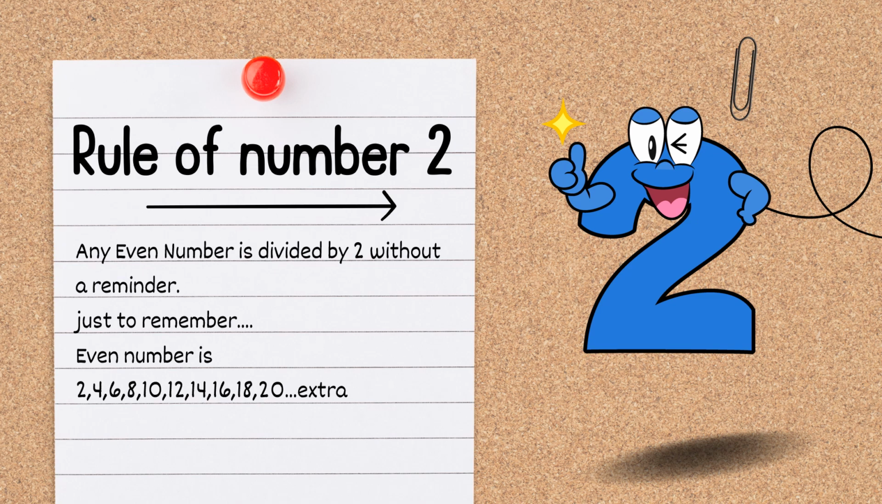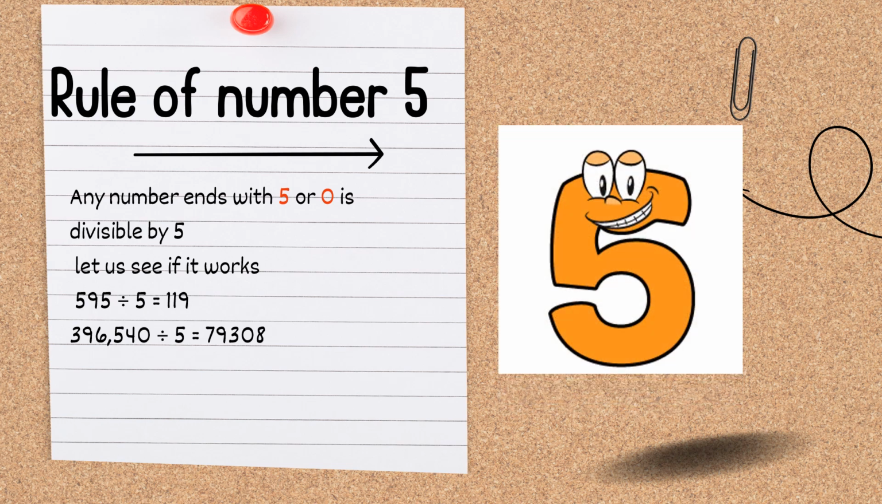And we go to the rule of number 5. Any number that ends with 5 or 0 is divisible by 5. Let us see if it works. 595 divided by 5 equals what? Yes, excellent. It equals 119. That's correct. So the rule works with any number that ends with 5.